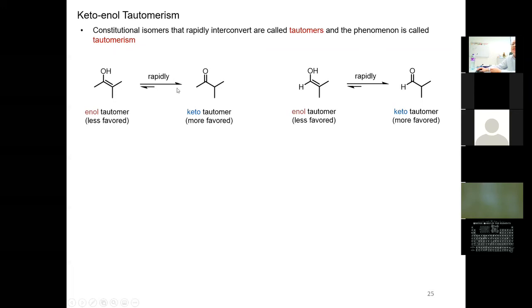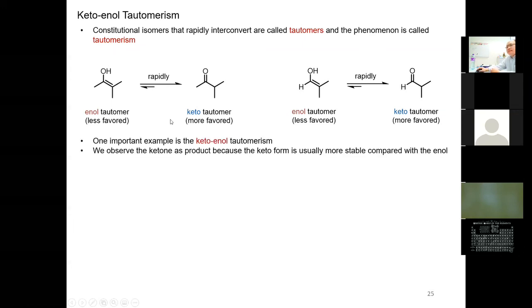Okay, so this is another example. So this is an enol. It will convert to the aldehyde very rapidly. So this is an enol. It will convert to a ketone because there is a methyl substituent. But in this one, instead there is an H here, so it becomes an aldehyde. So this keto-enol tautomerism is one very important example of tautomerism.